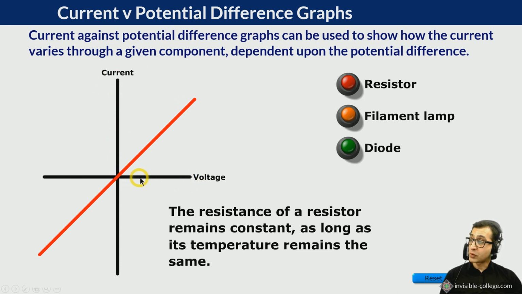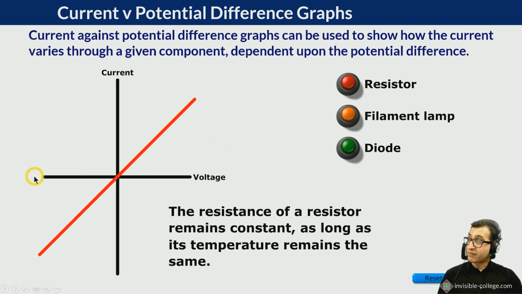So if you go from 0 voltage to a higher voltage, we see that for a fixed resistance, a fixed resistor, the current increases in linear proportion here. So the resistance of a fixed resistor remains constant as long as the temperature remains the same. So this is a control variable here. As long as the temperature remains the same, the relationship between these two variables is direct proportion, a straight line that goes through the origin.